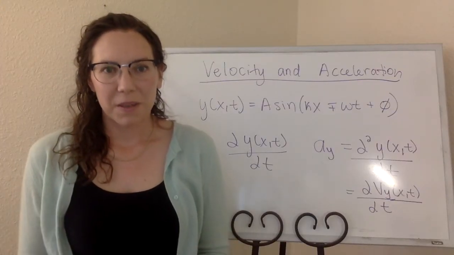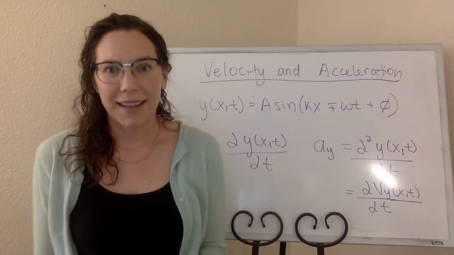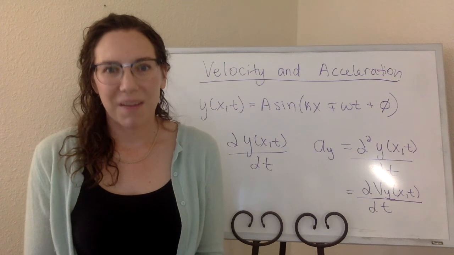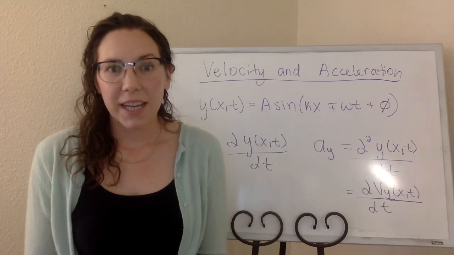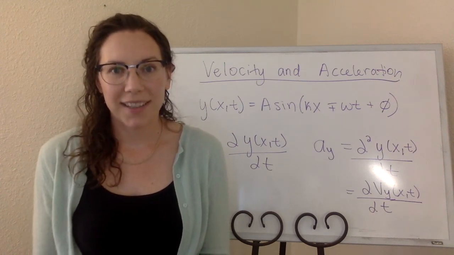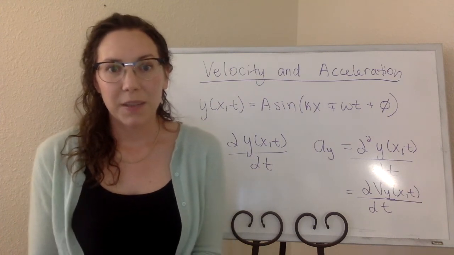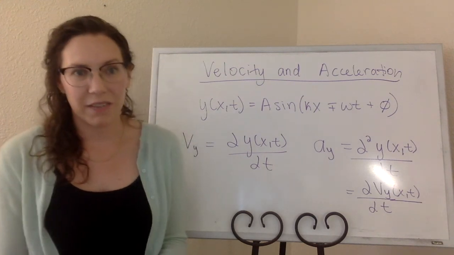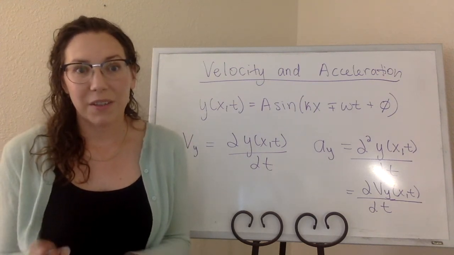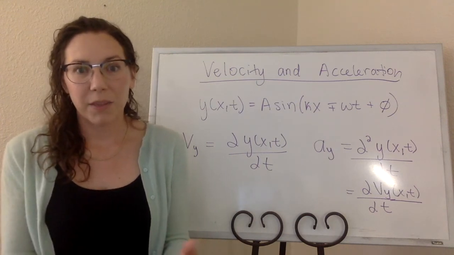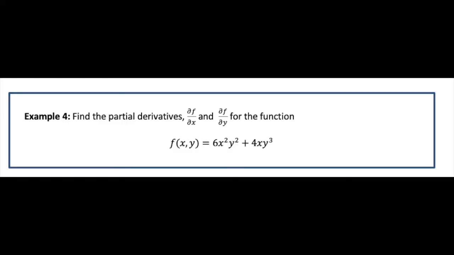The function we've been using, y at x, t equals A sine of kx plus or minus omega t plus phi, gives the transverse displacement of the particles in the medium. So we can use it to find the transverse velocity and the transverse acceleration of the particles in the medium. To do this, we need to make use of partial derivatives. The partial derivative is a derivative of a function with respect to one variable when all other variables are held constant.